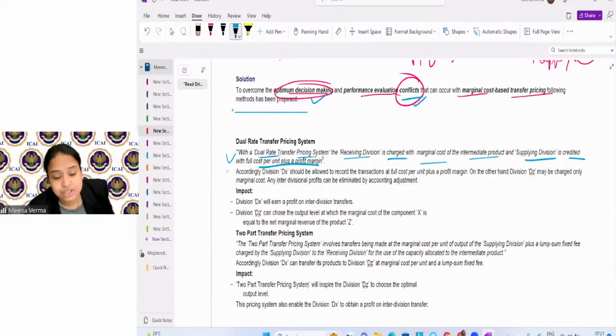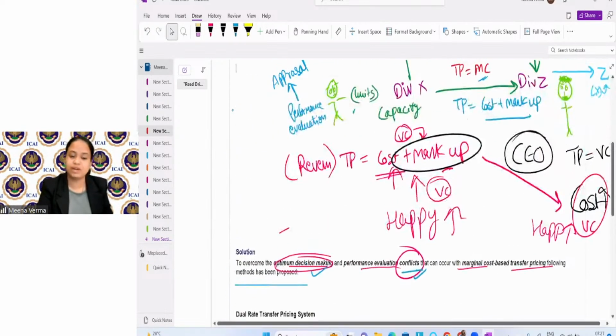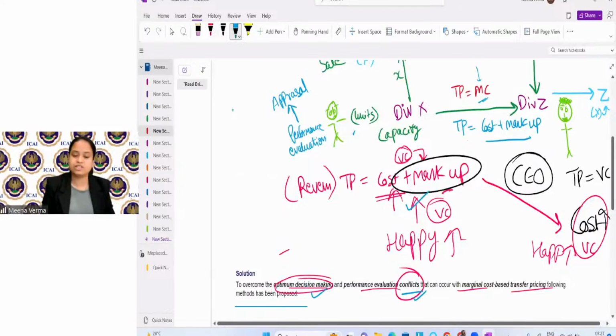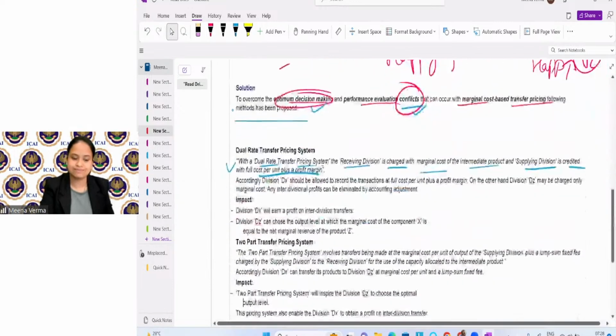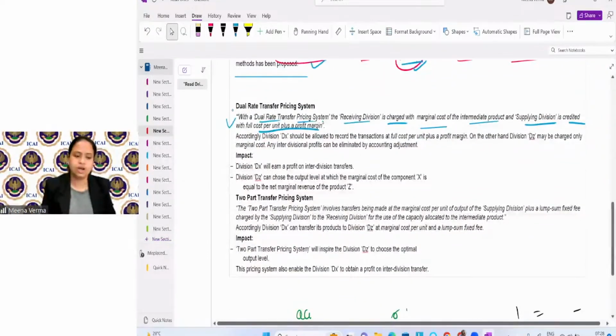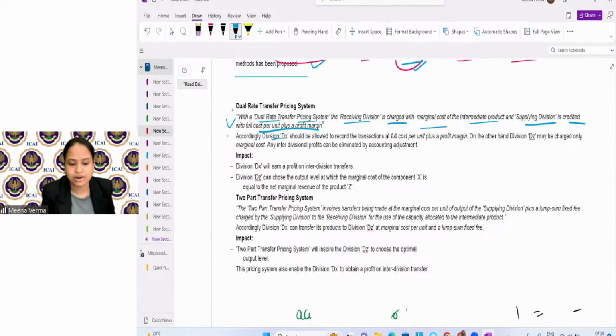So both the division managers will have the profit, right? For the same transfer pricing, you are considering two things. For one department it is cost plus markup, and for the other department it is only variable cost or marginal cost. Accordingly, division DX should be allowed to record the transactions at full cost per unit plus profit margin. DX will record it as full cost plus profit margin, and DZ will record it as only marginal cost.